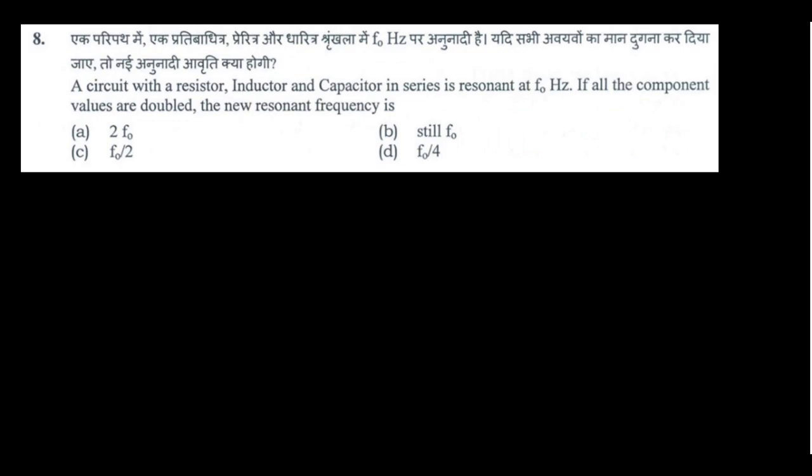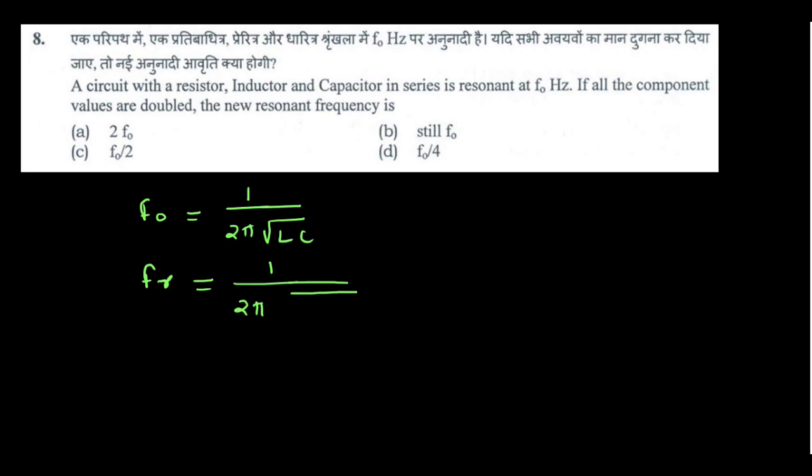Next question. A circuit with a resistor, inductor and capacitor in series is resonant at F0 Hz. F0 is the resonant frequency. If all the component values are doubled, the new resonant frequency is. So what is the resonance frequency equation? 1 upon 2 pi root LC. Now we are going to double the component values. Let me take the new frequency as FR. So 1 upon 2 pi, inductor value I am going to double, that is 2L. Capacitor value also I am going to double, that is 2C.